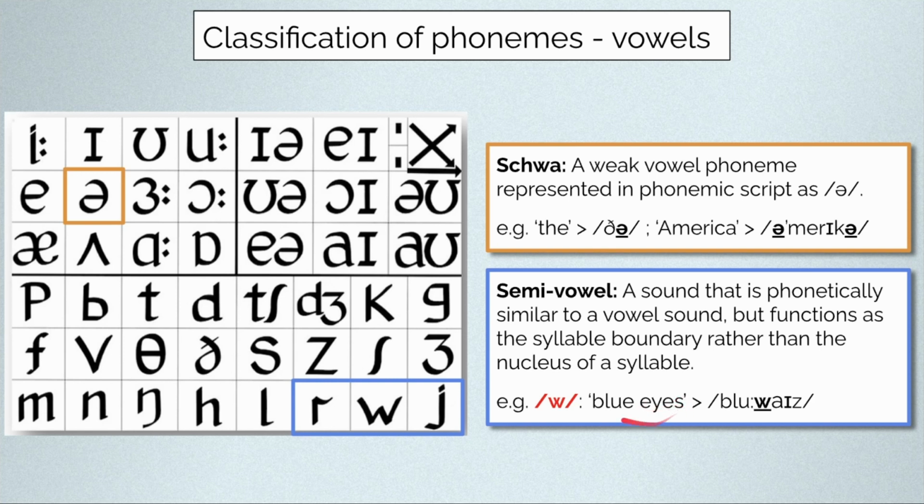However, combine them together, blue eyes, now we have an intrusive sound that we saw in a previous video, /w/, which is also a semivowel, which is at the boundary between the 2 words, blue eyes.